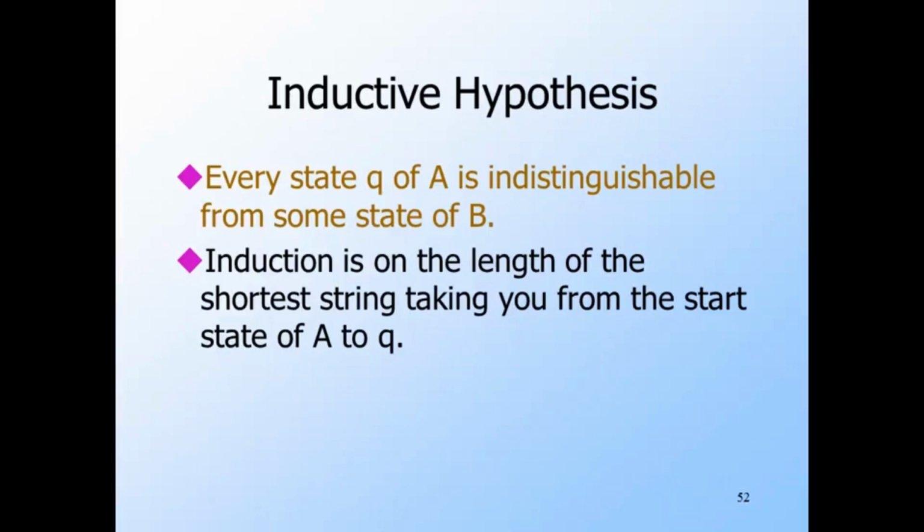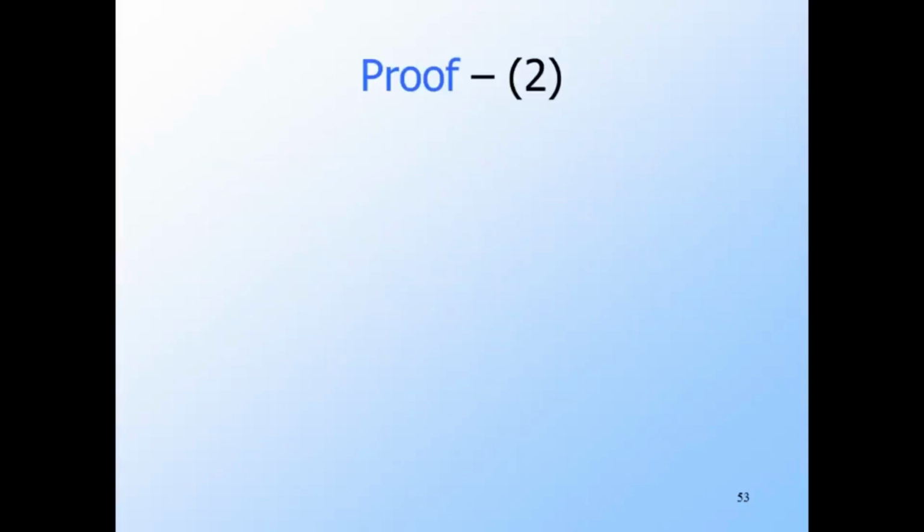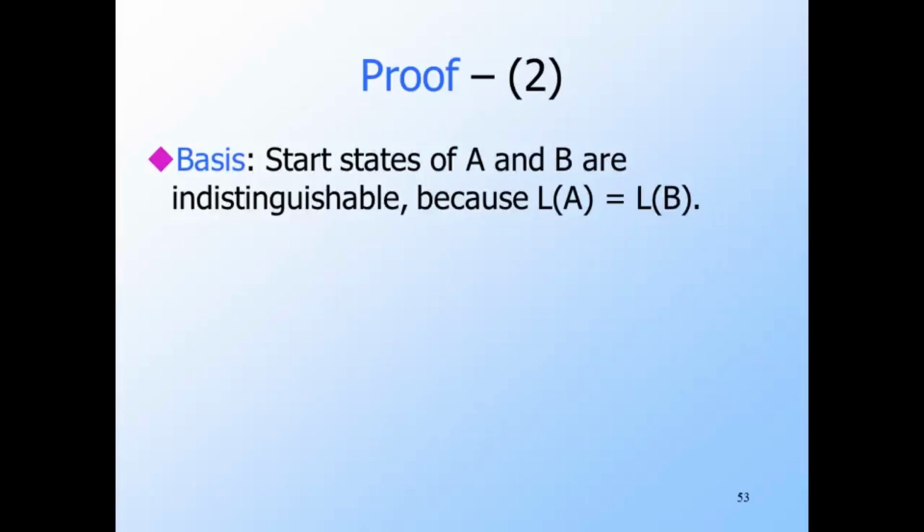Formally, we shall prove that every state Q of A is indistinguishable from some state of B. The proof is an induction on the length of the shortest string that gets you to Q from A's start state. Notice that because we eliminated unreachable states, we know there is such a shortest string. For the basis, the state of A that is reachable from the start state by a string of length 0, which is of course the start state itself.